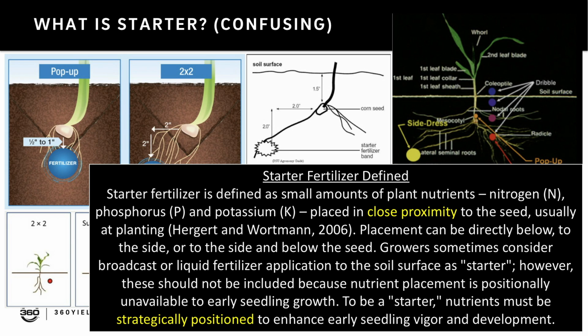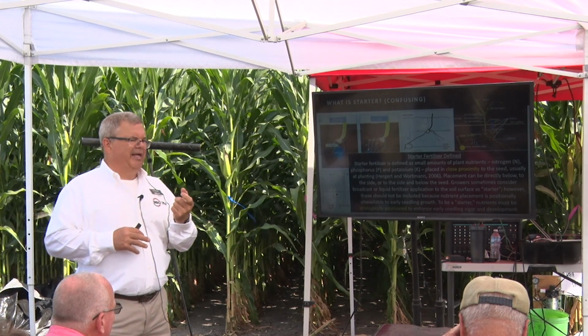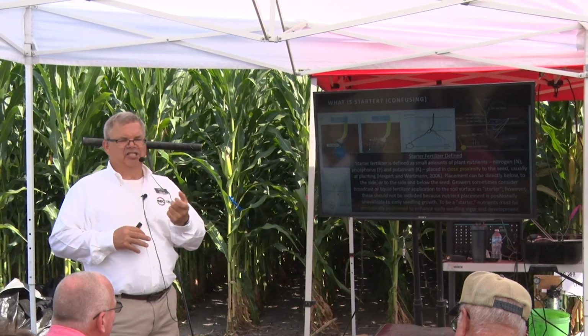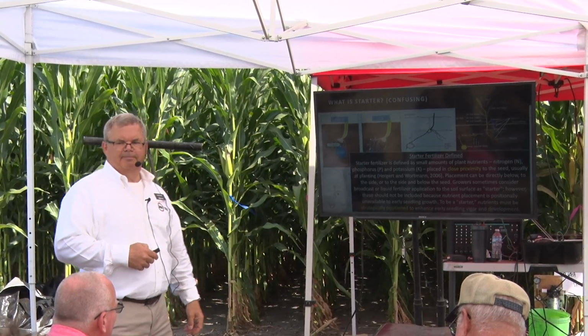Growers sometimes consider broadcast or liquid fertilizer application to the soil surface as starter. However, these should not be included because nutrient placement is positionally unavailable to early seedling growth. And this last sentence really drives it home. To be starter, nutrients must be strategically positioned to enhance early seedling vigor and development. Okay? That early seedling plant, the development and vigor, that has to be affected by your placement, right?